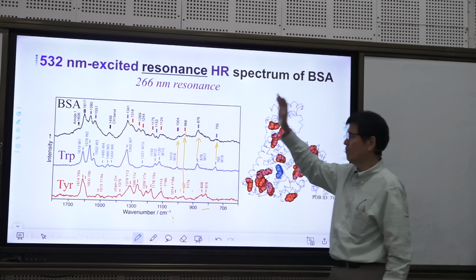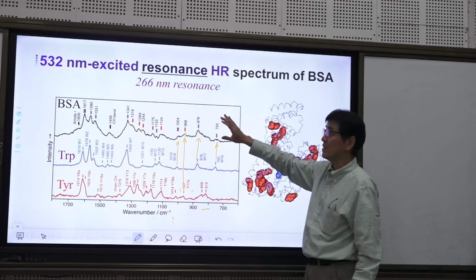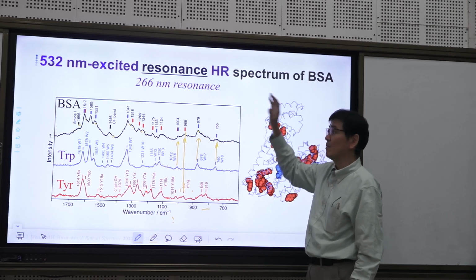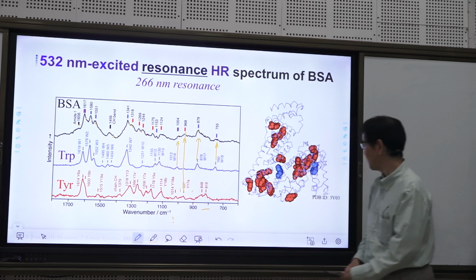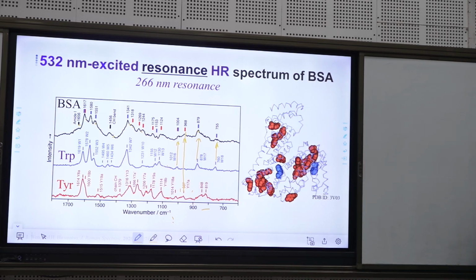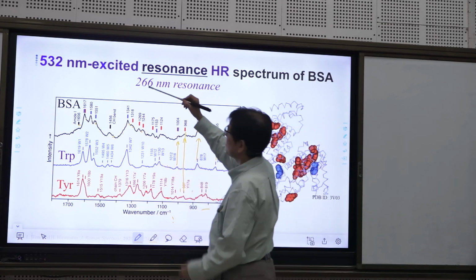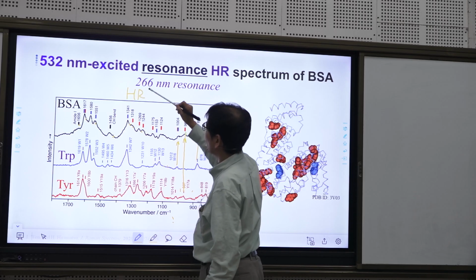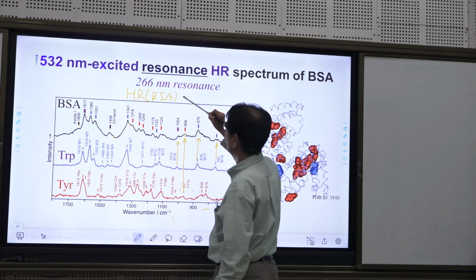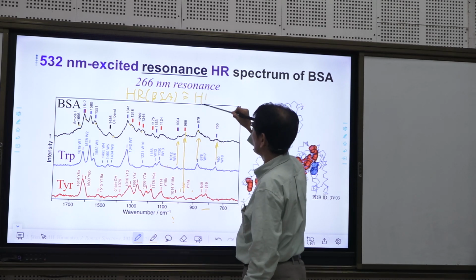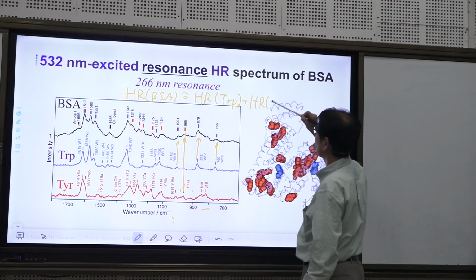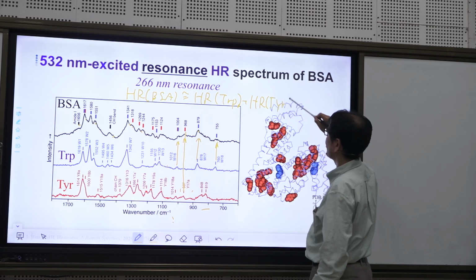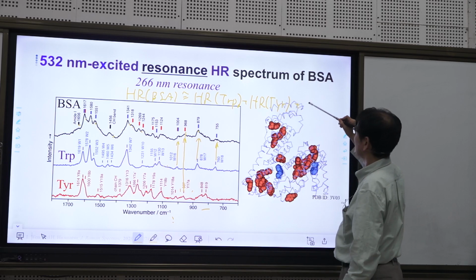So, the hyper-Raman signal of the bovine serum albumin was explained by only considering the contributions from tryptophan and tyrosine. Hyper-Raman of BSA, hyper-Raman of tryptophan, hyper-Raman of tyrosine, plus a small number of main chain.